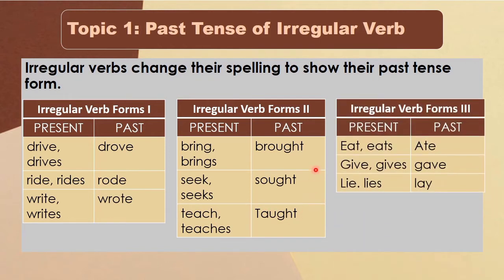The third form of irregular verbs. The present tense verbs are eat and eats. The past tense of this verb will be ate. The present tense verbs give and gives will become gave when in past tense form. Lie and lies will become lay.